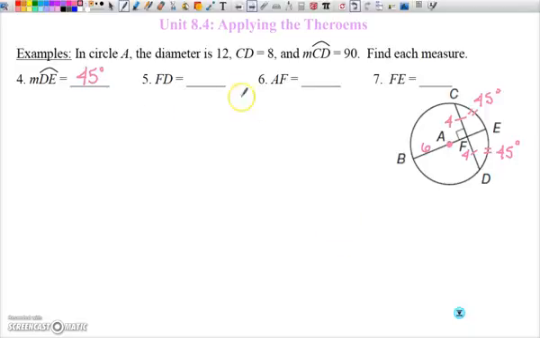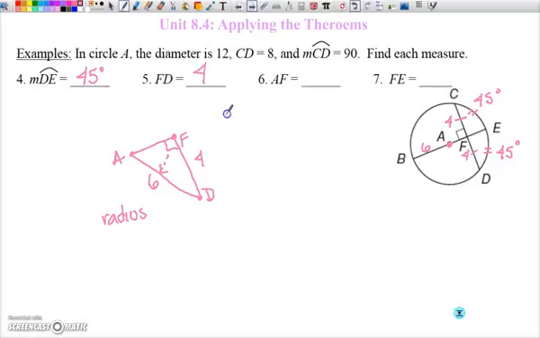Easy peasy. FD. Already did it. It's 4. AF. Now that we don't have. But if you're looking at the picture from A to F, there's a right angle. From F to D, we know that one because we already labeled it as 4. This is your right angle. From A to D is your radius, right? And we already know that our radius is 6. So we again can do our Pythagorean theorem.